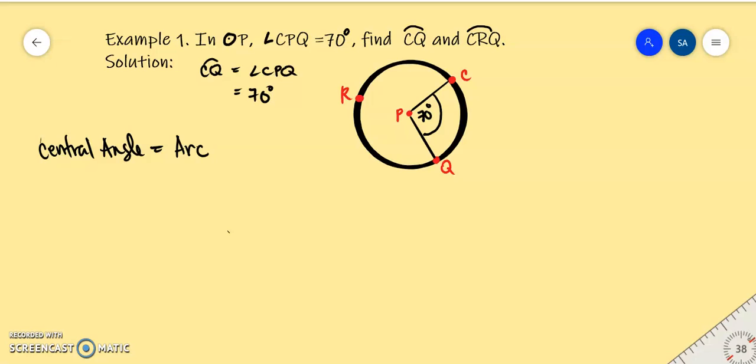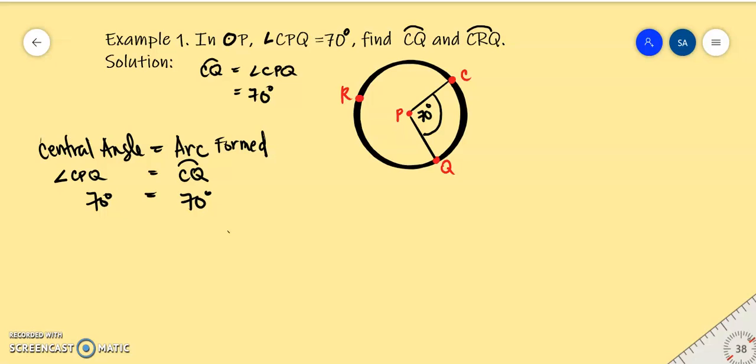Okay? So, if our angle CPQ is 70 degrees, so that is our central angle. So, we have CPQ as our central angle, and we're looking for arc CQ. Therefore, if CPQ is 70 degrees, our arc CQ is equal to 70 degrees also. That is the measure, by definition of central angle. Again, kung anong measure ng central angle natin, yun din yung measure ng arc form.